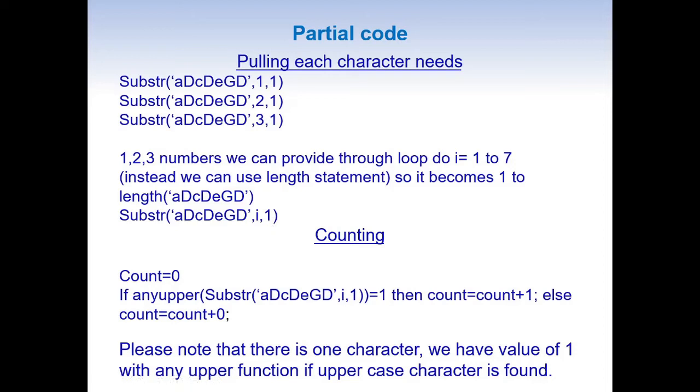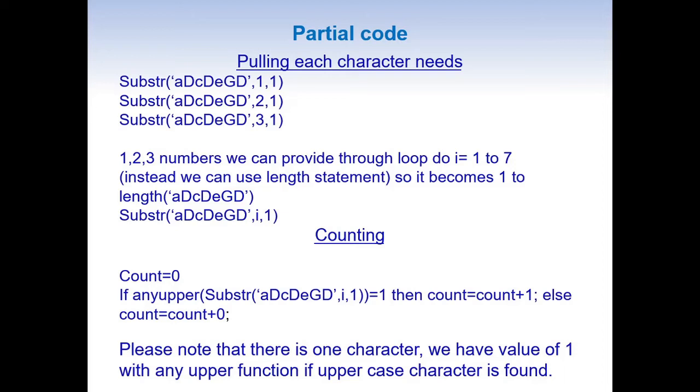Another important point I want to make here: as I have do I equal to 1 to 7, instead of 7 I can use the length function on the string, and this gives the number 7. Why am I doing this? If I use do I equal to 1 to 7, it is good only for this particular string. But when I use the length function on a string or a variable, I can use it anywhere very easily. This is avoiding hard coding.